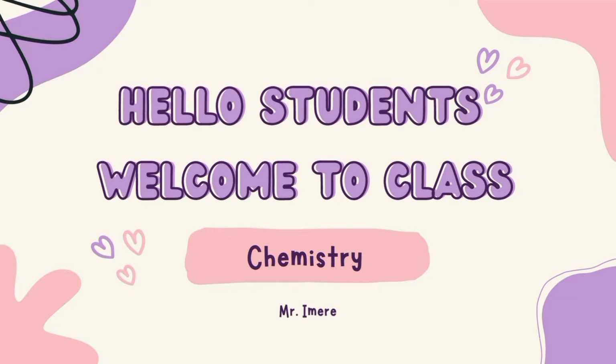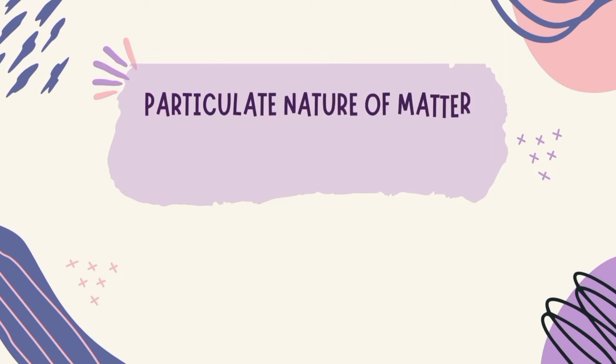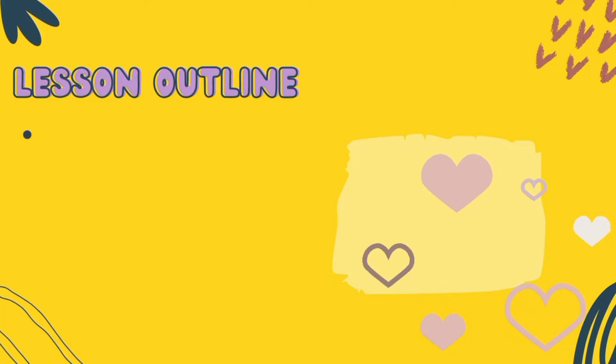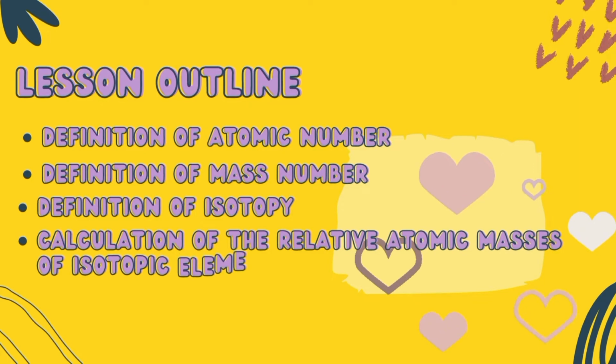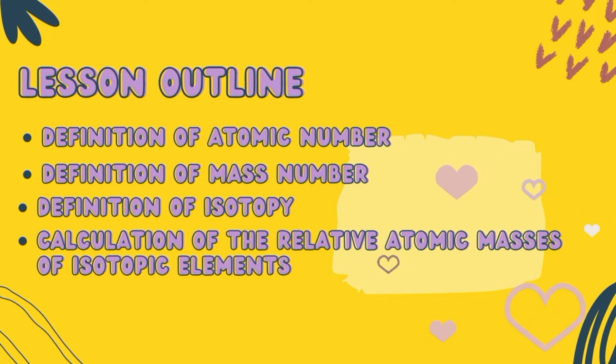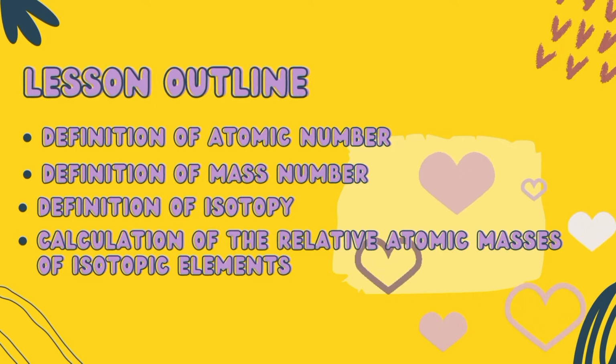In my last class, I talked about the particulate nature of matter. Today, I will be continuing with the particulate nature of matter. So by the end of this lesson, you should be able to give the definition of atomic number, mass number, isotopy, and also calculate questions involving the relative atomic masses of isotopic elements.